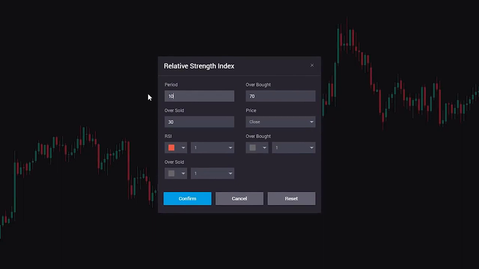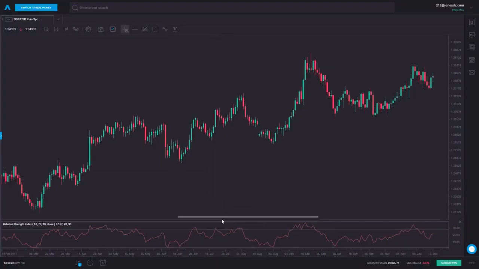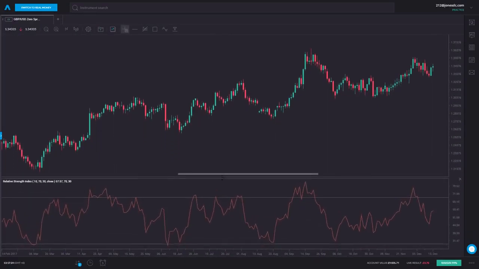Me, I like a 10-day RSI because it's 2 weeks. We can change the overbought, oversold areas. For now, let's stick with the textbook, 70 and 30%. Click on Confirm, and the RSI gets plotted on our chart. Let's just stretch that up.